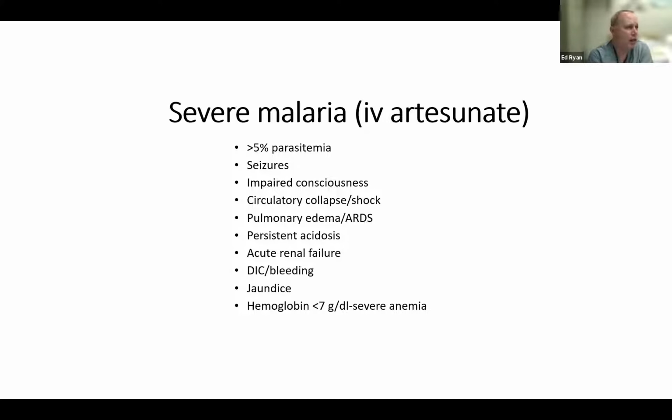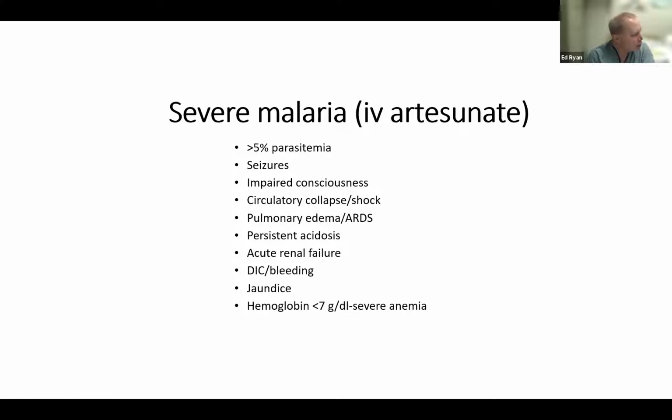Now, remember, our guy had a serum bicarb of 15, but maybe if you perk him up and give him some IV fluids, et cetera, is it still 15 or does it perk up to 23? In which case that's not persistent acidosis. Is he in renal failure? Is there bleeding? And is there severe anemia? And then we use the cutoff of 5% parasitemia for falciparum malaria.